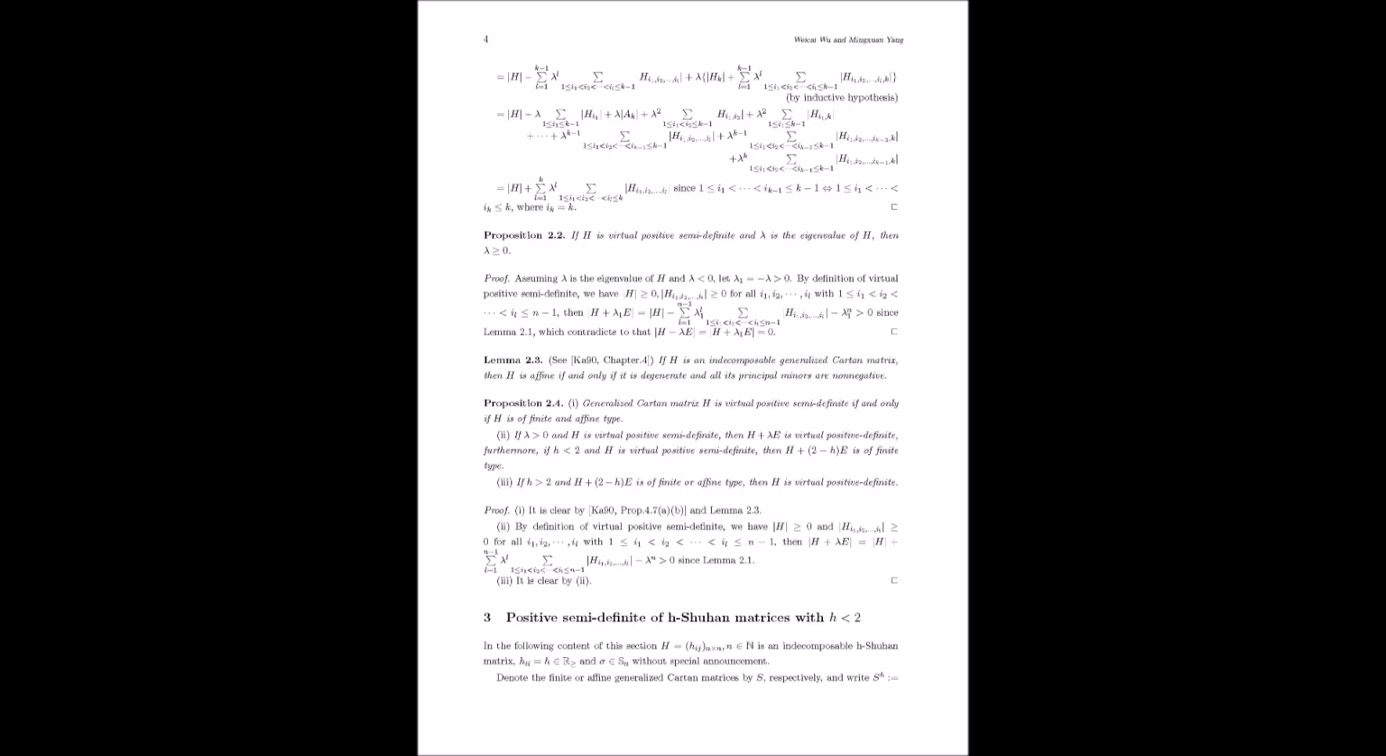So how do we go from knowing that H is virtual positive semi-definite to proving that the resulting generalized Cartan matrix is of finite type? They cleverly utilize a crucial result from generalized Cartan matrix theory. A generalized Cartan matrix is of finite type if and only if it's positive definite.